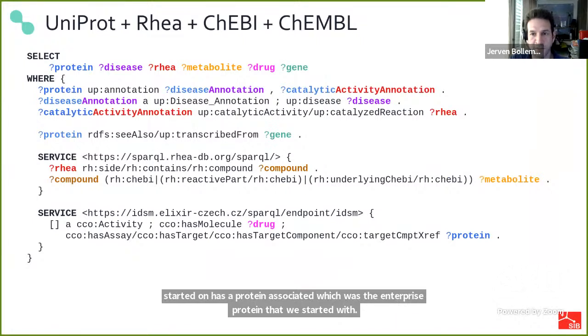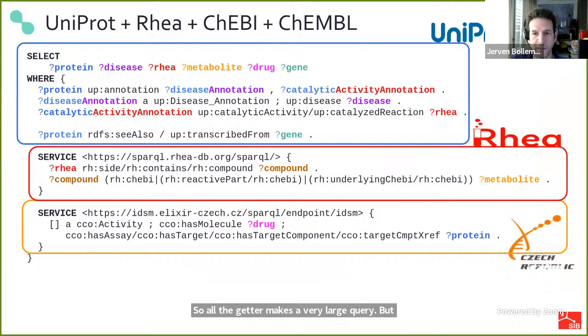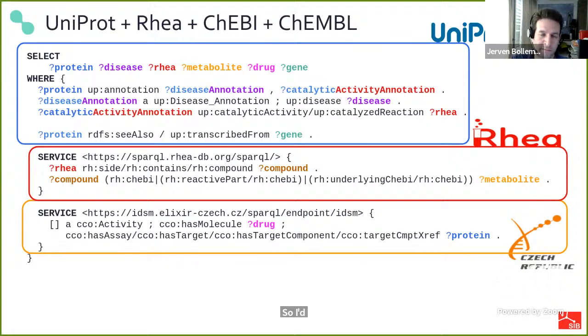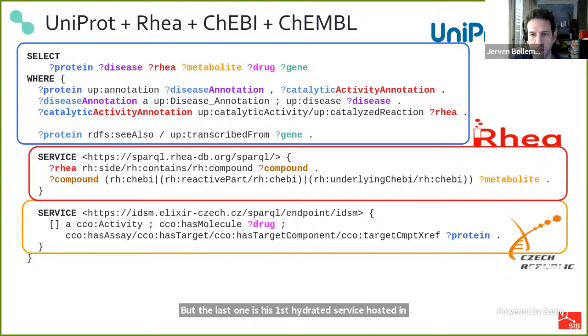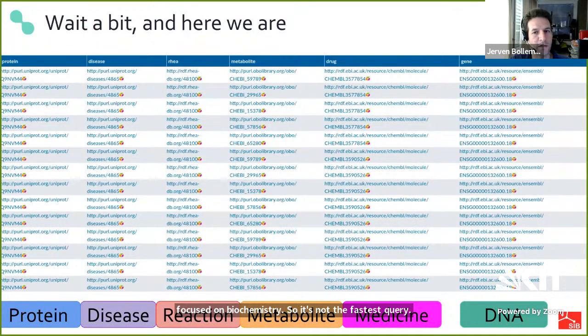So altogether, it makes a very large query. But interestingly enough, it uses many different databases. So it uses UniProt, it uses RHEA, and these are co-hosted not too far away from each other. But the last one is this first federated service hosted in the Czech Republic by the ELIXIR node there, which has a SPARQL endpoint, which is much more focused on biochemistry than UniProt. So it's not the fastest query, but if you wait a bit, here we are.